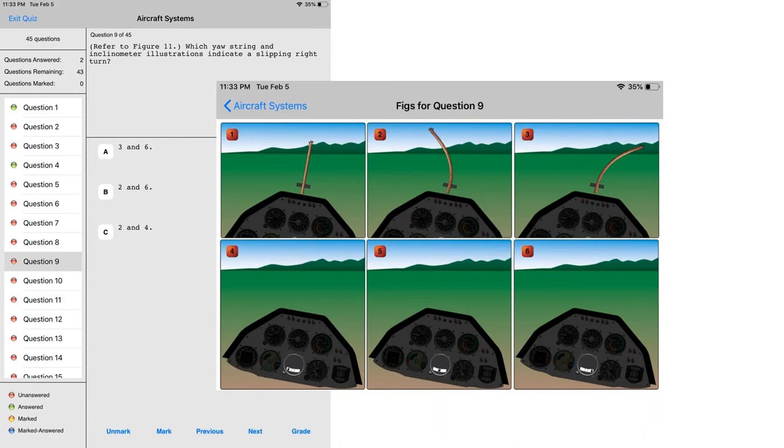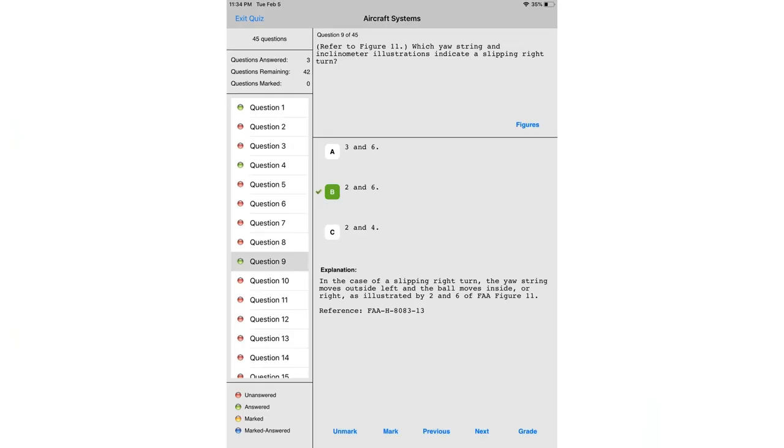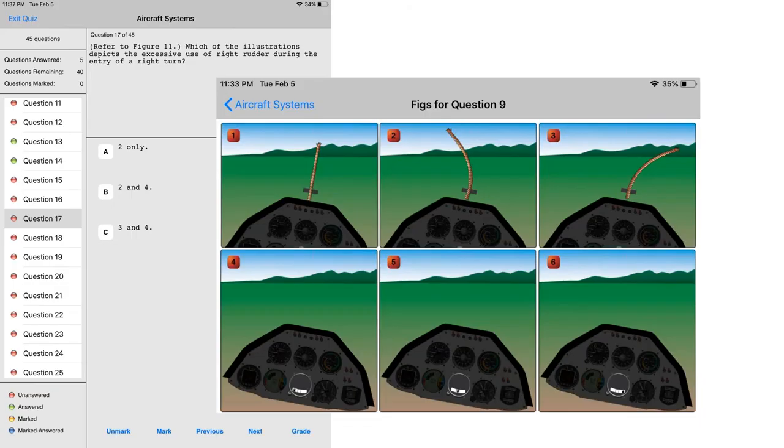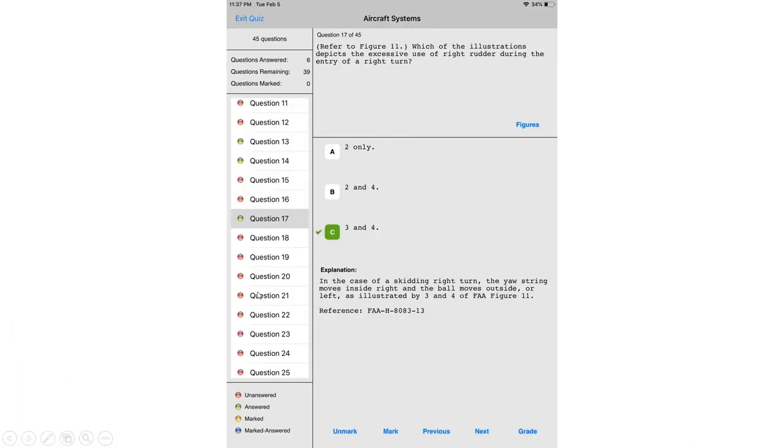And then if we look at the ball, two and six. Exactly. So you get that chance to answer that. Here's the dangerous one, the skid. Which of the illustrations depicts the excessive use of right rudder during the entry of a right turn? We know it's not one, we know it's not two, so it must be three, right? So we're skidding around, and which inclinometer? Four. Good. All right, three and four.